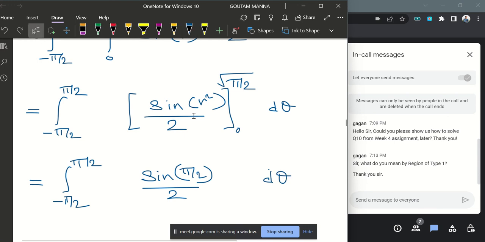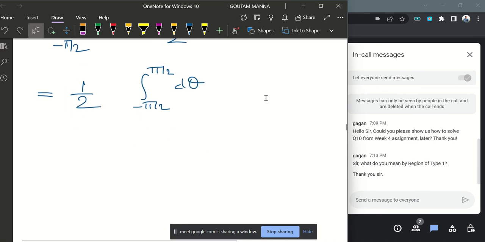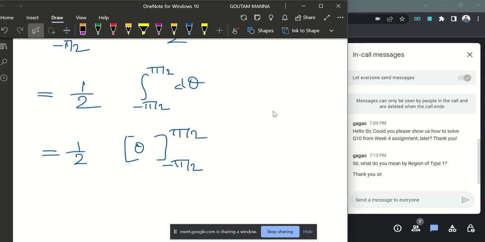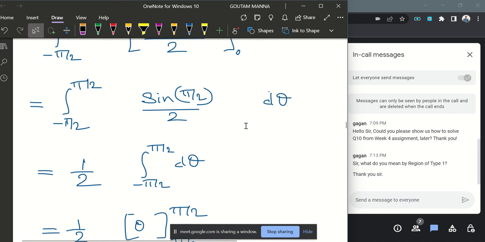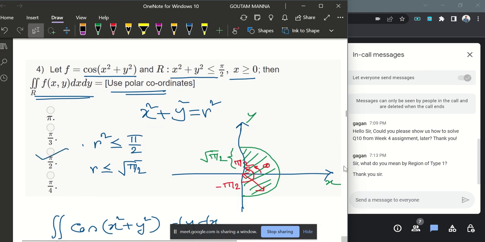Now there is no theta dependence here, so we can put this constant outside. It will be half, because sine of pi by 2 is 1. So half integration from minus pi by 2 to pi by 2 d theta, which will be half theta from minus pi by 2 to pi by 2, which is half times pi, equal to pi by 2. So the correct answer is pi by 2, the third one.